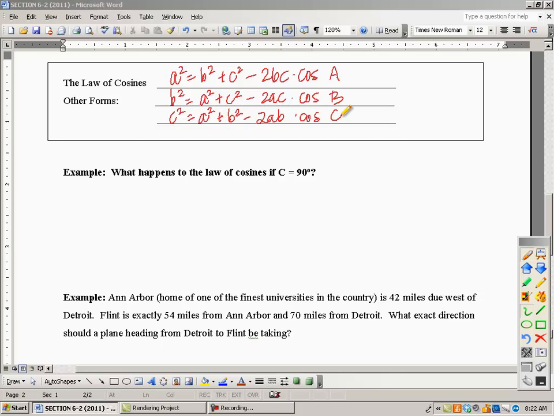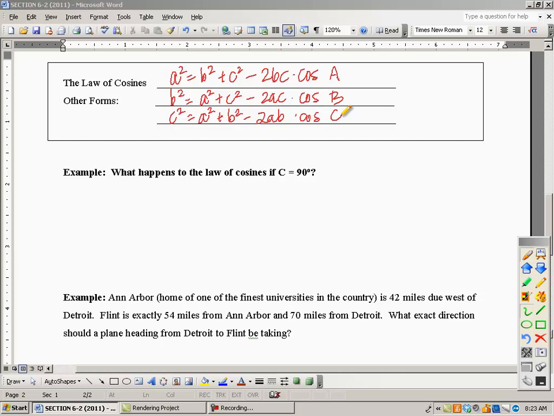Okay, and the way we say it is the square of one side equals the sum of the squares of the other two sides minus 2 times the product of the two sides times the cosine of the included angle. It's kind of a mouthful, but again, we want you to understand where things are coming from. And so our next example kind of ties into what we did in our proof of how to get the law of cosines.